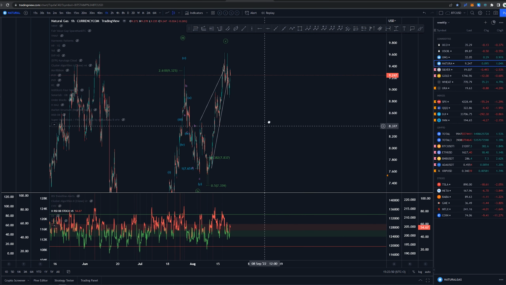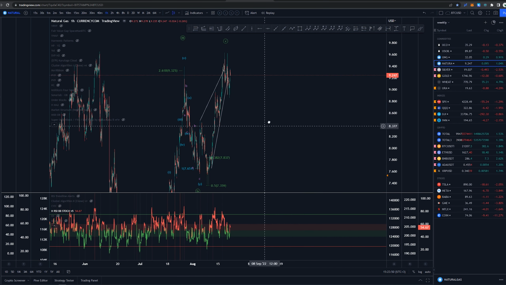Natural gas: the best one I think I have for this current structure is this one, in which we would be topping up at the moment. On the 4 hour we have this as a 1, 2, 3, 4 and 5 ending diagonal here into the 5th, and the 3rd getting to the 2.618. I don't really see this too well as an ABC.